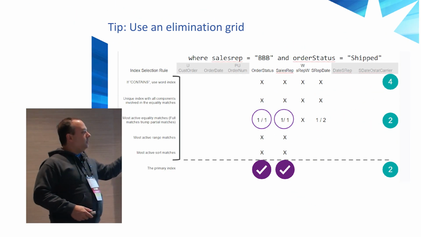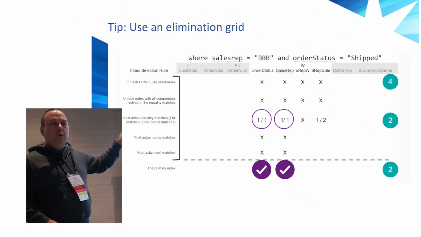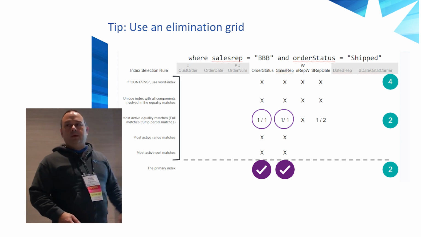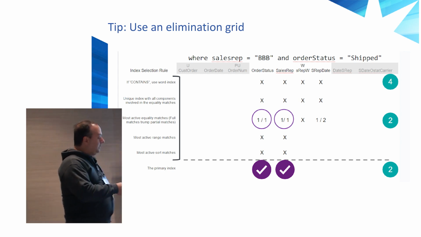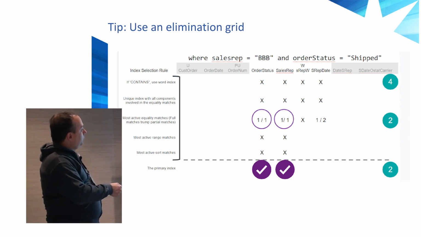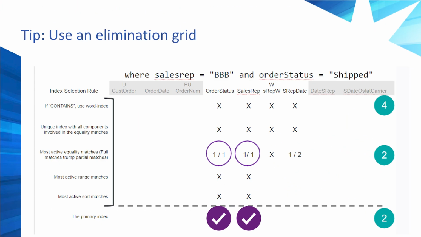So what we did here is we created these elimination tables as part of a workshop we did 5, 6 years ago. And again, we start eliminating, so we do the pre-filtering, right? We eliminate these ones over here, the grayed out ones, where the leading component isn't sales reps and isn't order status, and we're left with these 4, and we start eliminating. Is there contains? No, okay, we didn't eliminate. Are there unique indexes? No, we didn't eliminate.